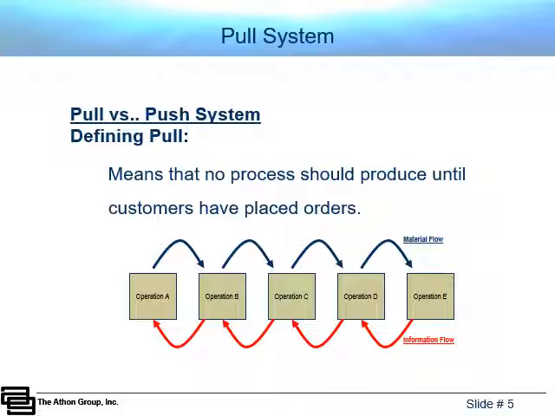If you look at this particular process, you'll notice that the material is flowing from left to right, Operation A, Operation B, Operation C, yet the information is flowing backwards, from E to D, from D to C, from C to B, and so forth. So the material is flowing one direction, but the information, that is the signal to produce replenishment material, is flowing backwards, back upstream.